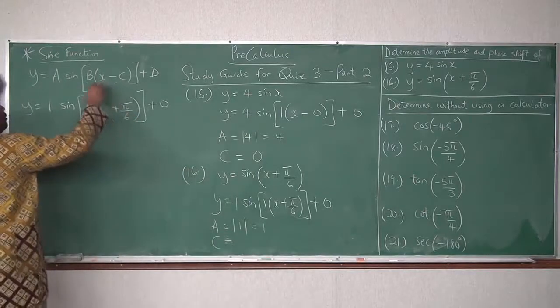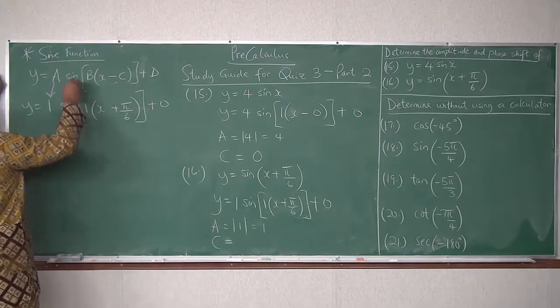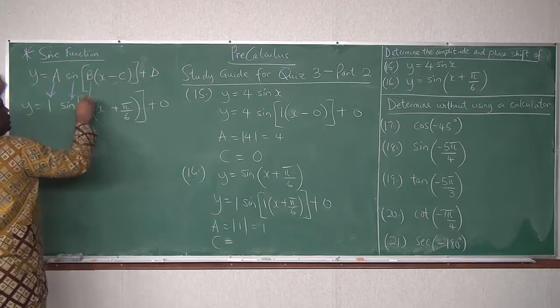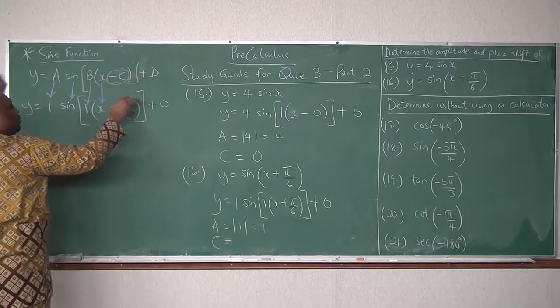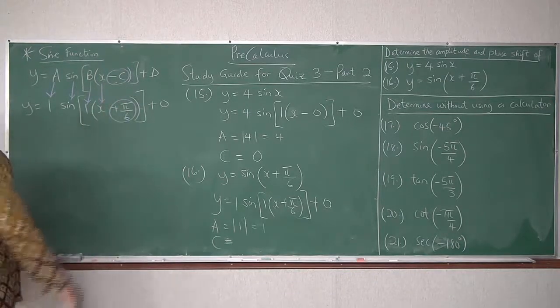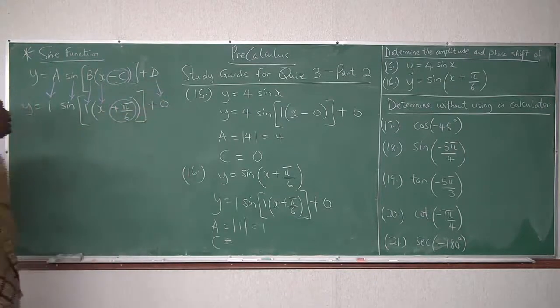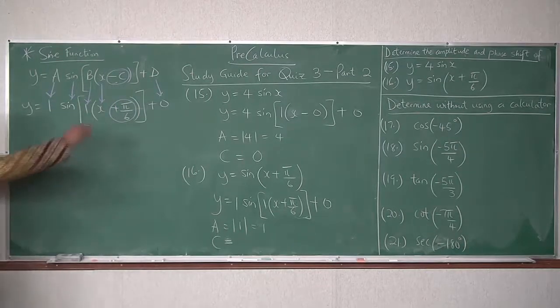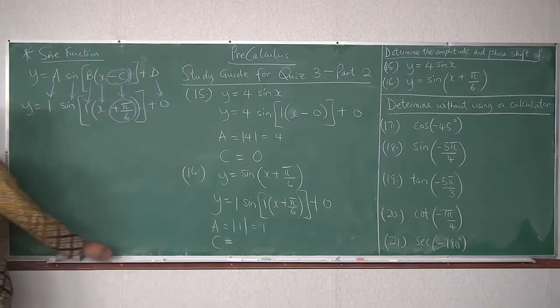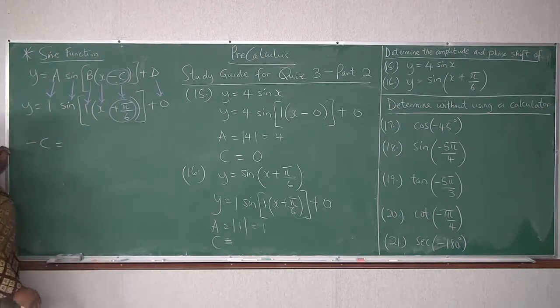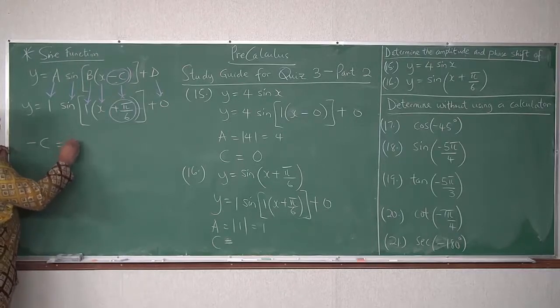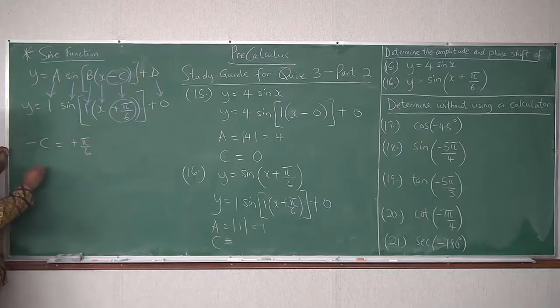So if you compare this, you find sine here, b is 1, x is x. Now you have that minus c is equal to plus pi over 6. And of course d is 0. You see that now? Of course our a is 1, absolute value of 1, which is 1. But minus c is equal to plus pi over 6. So minus c is pi over 6.